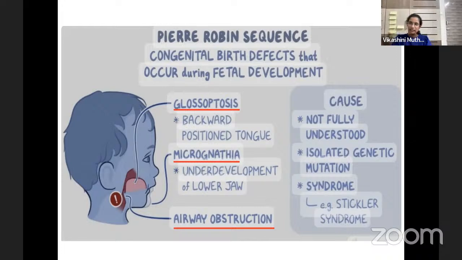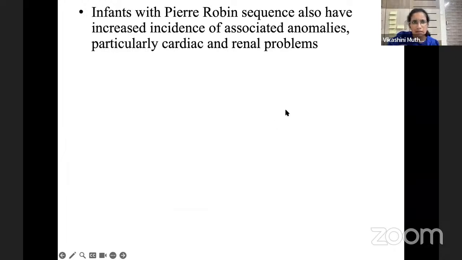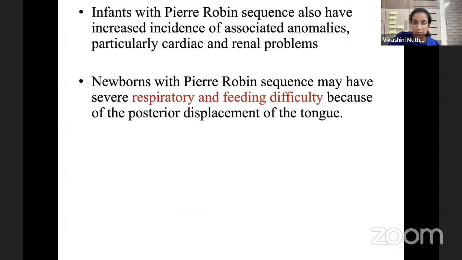Also other anomalies like mid-facial anomalies like cleft palate, and auditory problems like hearing loss. And the hearing loss is both sensorineural and conductive. So these are the components of Stickler syndrome. It's the most common syndrome associated with Pierre Robin sequence. And infants with Pierre Robin can also have other anomalies, particularly cardiac and renal problems. And as I already mentioned, the babies can have problems with respiration and feeding because of the posterior displacement of the tongue. So you have now known all the components of Pierre Robin.